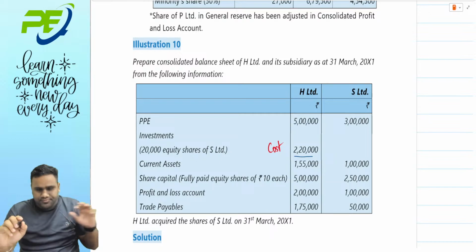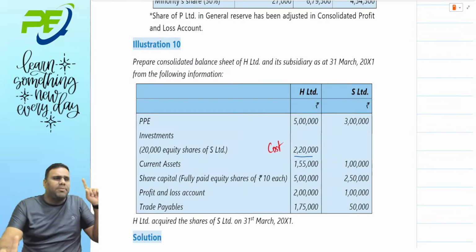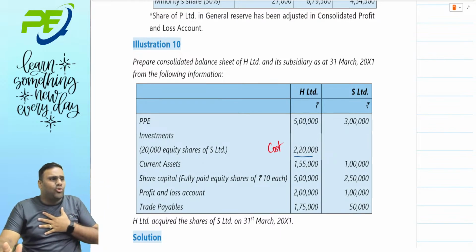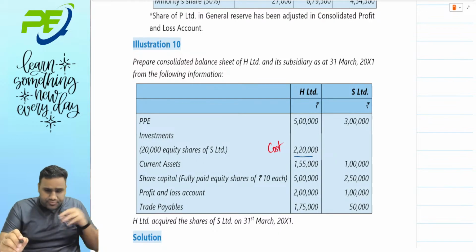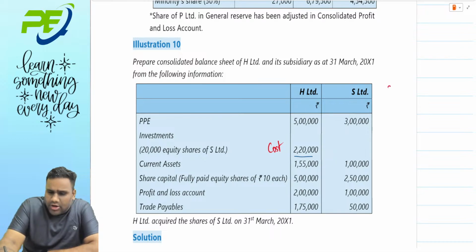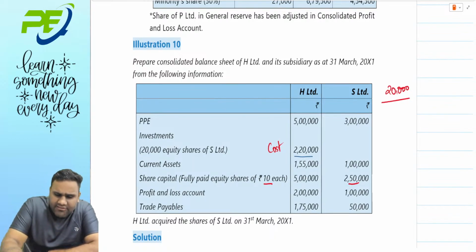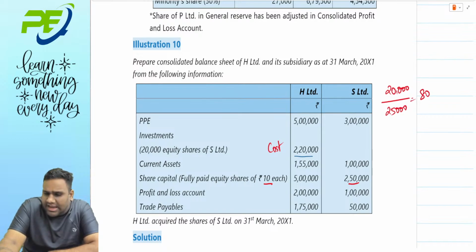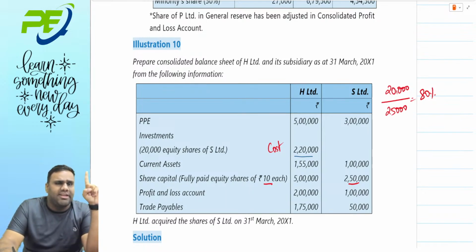Now, everyone, please pay attention. The first step in consolidation is knowing the share of holding company. How much share is the holding company having? 20,000. And how many shares are there in S Limited? 2.5 lakh divided by 10, 25,000, which is 80%. Everyone, this will be the first step.